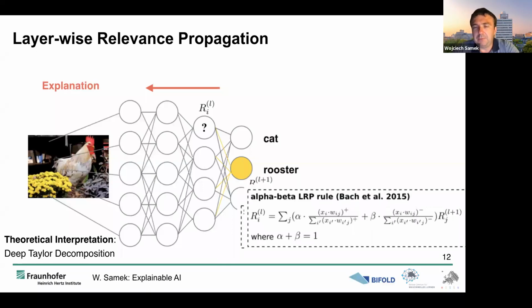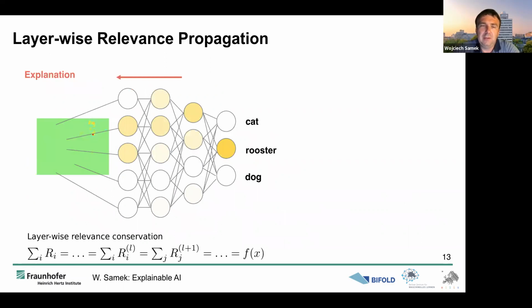We came up with several rules. They have some theoretical interpretation. I will talk about it in a second. But in the end, if you do this propagation process, you get relevance values for every layer, for every neuron, and also for the input. And for the input, you can visualize it as a heat map. In this case, you see the rooster's head.